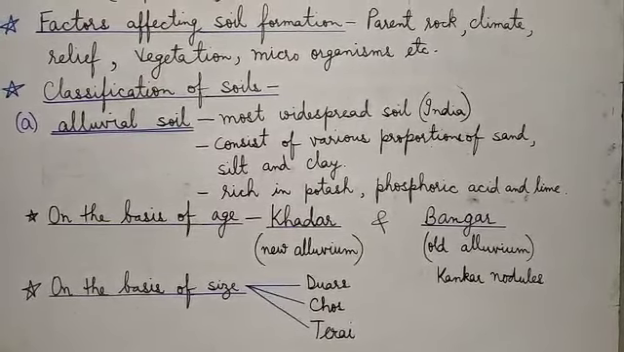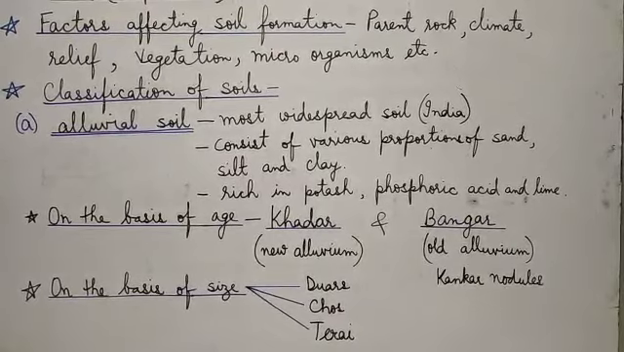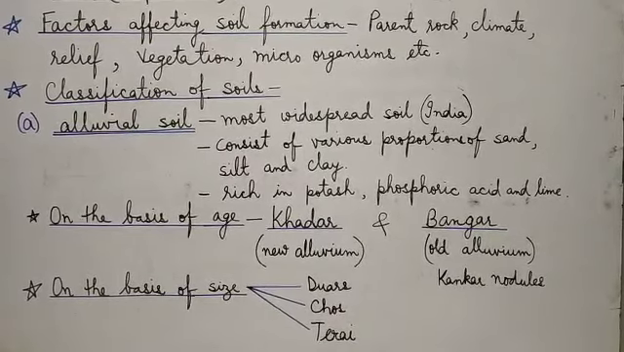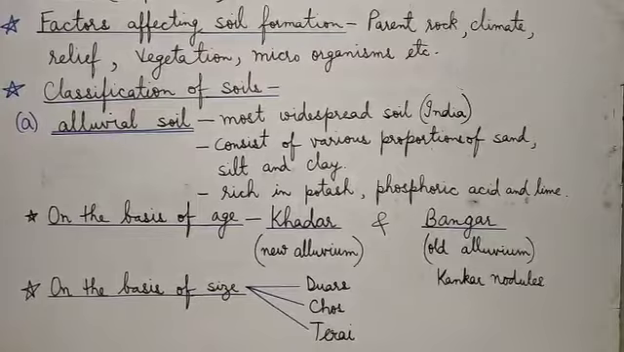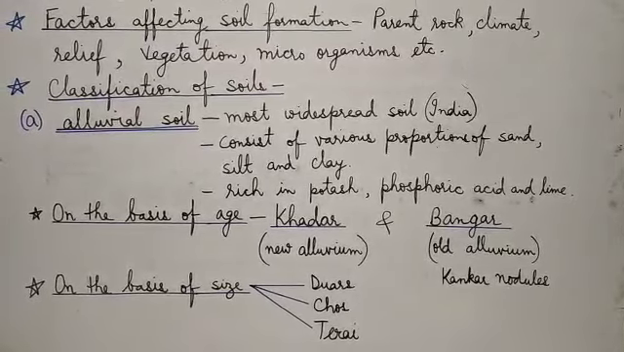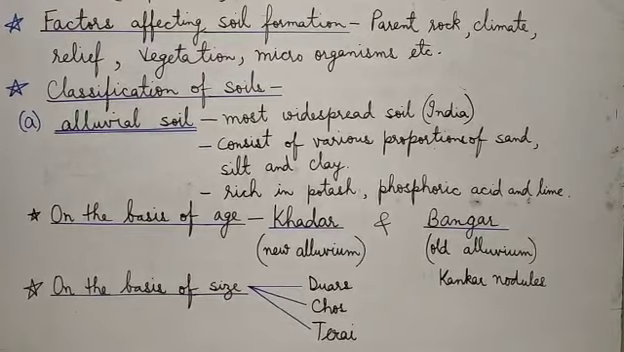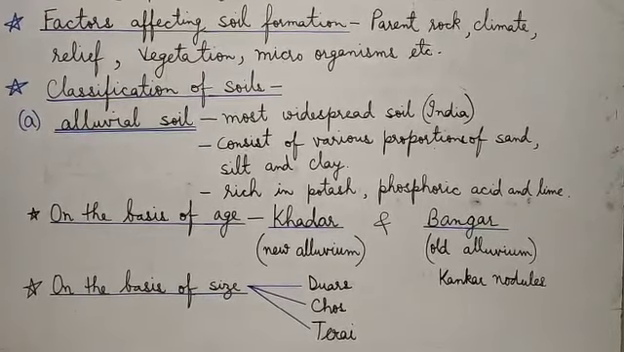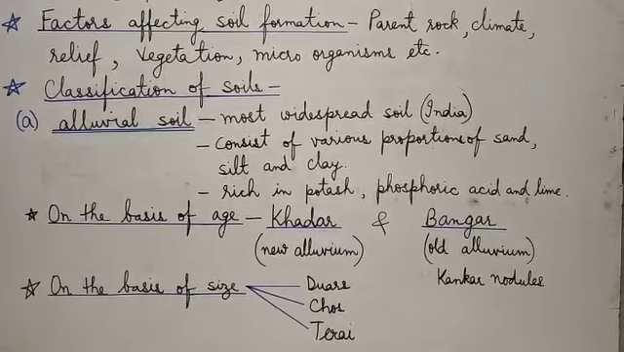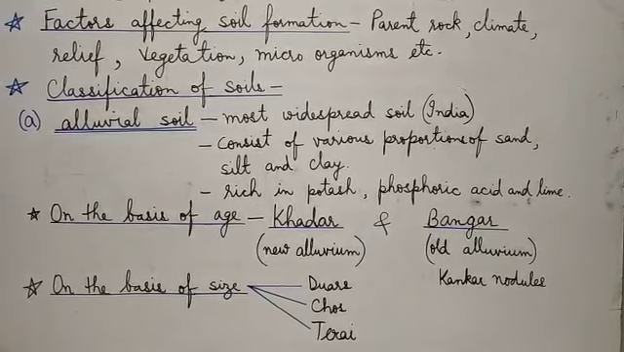Now, on the basis of age, alluvial soil can be of 2 types. There can be new alluvial soil and old alluvial soil. The new alluvium soil is also called Khadar soil, and the old alluvium soil is termed Bangar soil. So, Khadar and Bangar.